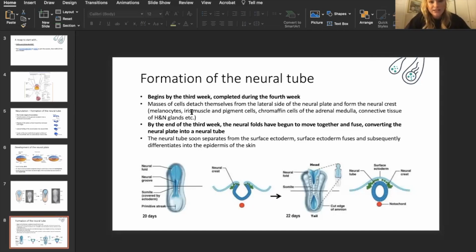The masses of cells attach themselves from the lateral side of the neural plate and form the neural crest cells, which, like I've said, give rise to the peripheral nervous system. At the end of the 3rd week, the neural folds have begun to move together and fuse, which turns this into a tube. And the neural tube then separates from the surface ectoderm. The surface ectoderm fuses, and then that differentiates into the epidermis of the skin. So you can see that's what's going on in this image here. You've got the neural crest cells in green by the side, and then they subsequently form over the top of the tube.